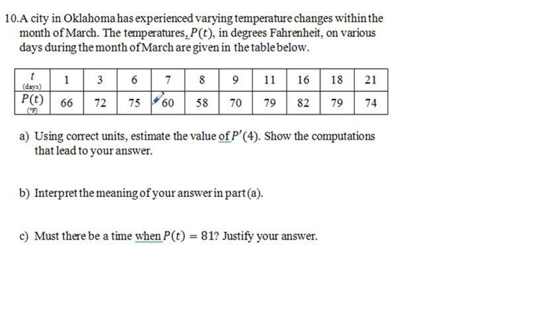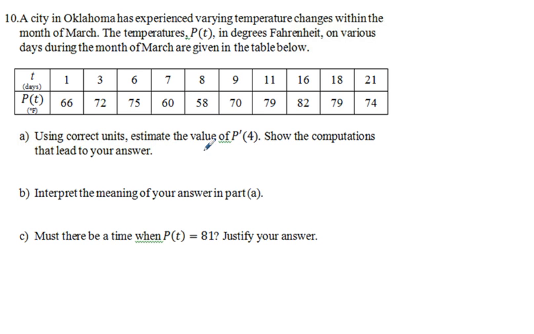Okay, next, 10. A city in Oklahoma has experienced varying temperature changes within the month of March. The temperatures, P of T in degrees Fahrenheit on various days during the month of March are given in the table below. And so it's A, and here we have this table of days versus temperature on that day. It doesn't say average temperature of the day. It really doesn't matter. Okay, A, using correct units, estimate the value of P prime of 4. Show the computations that lead to your answer.